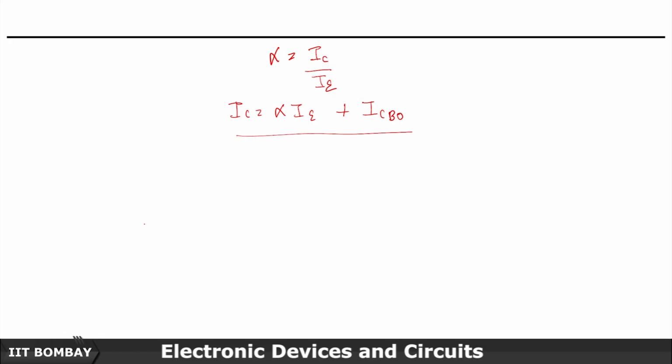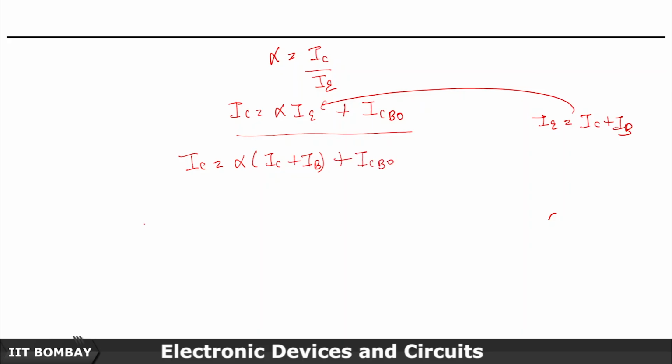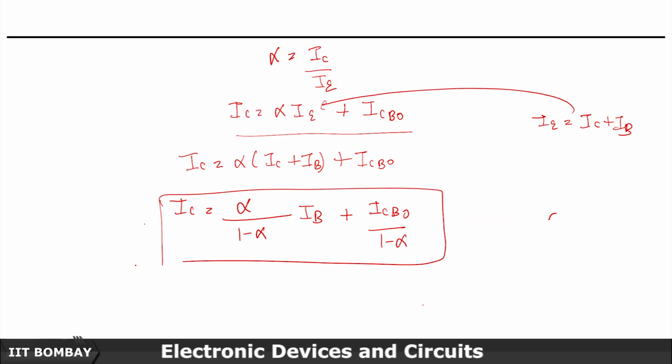Okay. And we know that IE is equal to the sum of IC plus IB. Plugging that equation back here, what we get is IC = alpha (IC + IB) + ICBO. Okay. And if we do some very simple mathematics and derive the expression for IC, what we will get is IC = alpha/(1 − alpha) IB + ICBO/(1 − alpha). This is the expression for your IC.